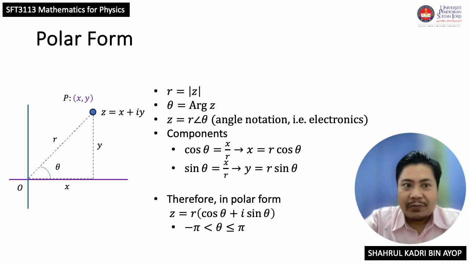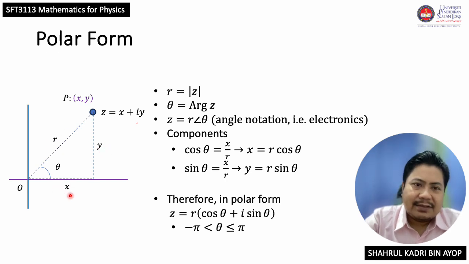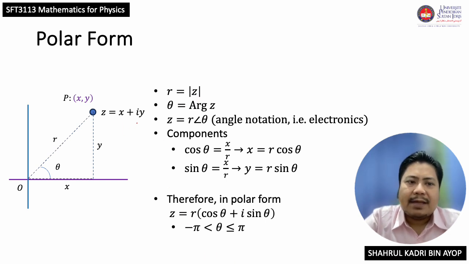Let's review again on the Argand diagram. So you have x plus iy. This is the hypotenuse. This is the imaginary part. This is the real part, and the distance between these two points is the modulus of the complex number, and the angle is the argument of z. In angular notation form, usually used in electronics, it can be represented in this way.